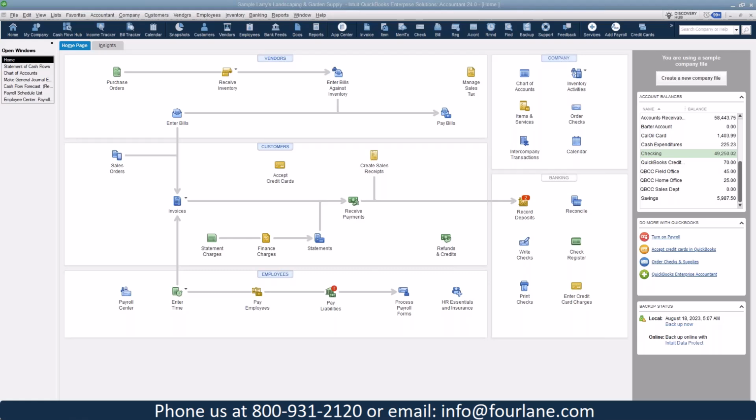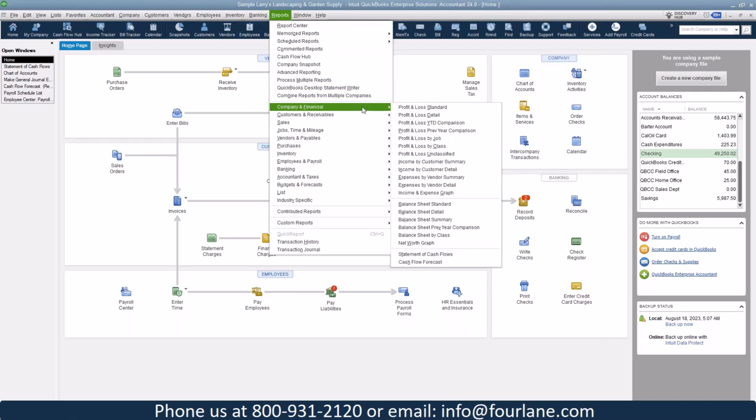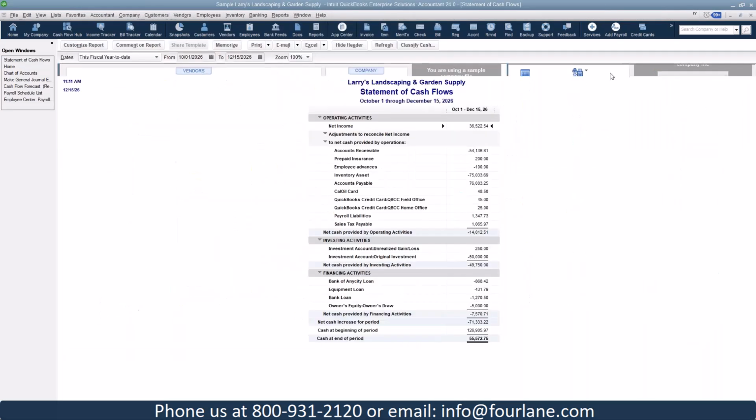So how do we track it? In QuickBooks, we've got two built-in reports. One of them is the statement of cash flows, and one of them is the cash flow forecast. They're both going to be here under reports, company and financial, and then all the way down here at the bottom. Okay, so we're going to start with our statement of cash flows here.